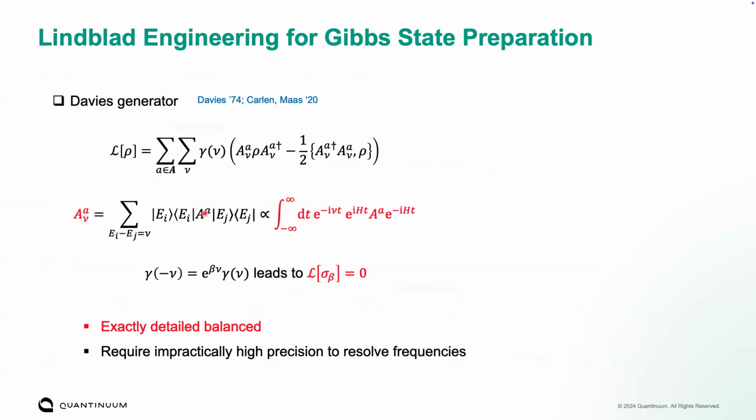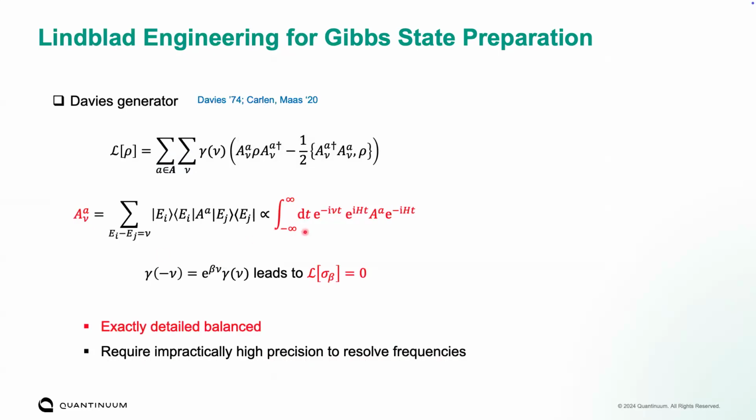The Davis generator takes this form. So this is a Lindbladian, and A_nu is a jump operator, and gamma is a transition parameter. The point of this Davis generator is that this nu is an energy difference. You have this jump operator A, and it is projected onto a certain transition, so that the energy difference before and after the transition is fixed to nu. So you apply a projector.